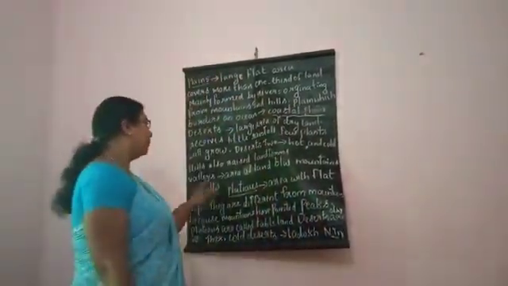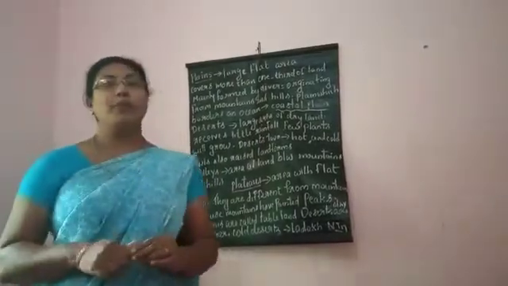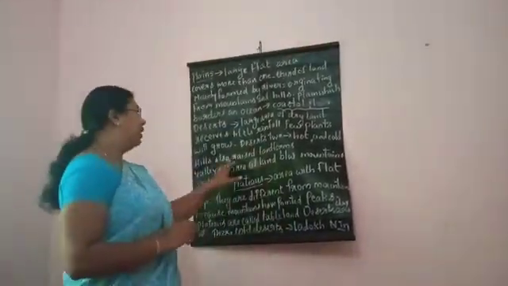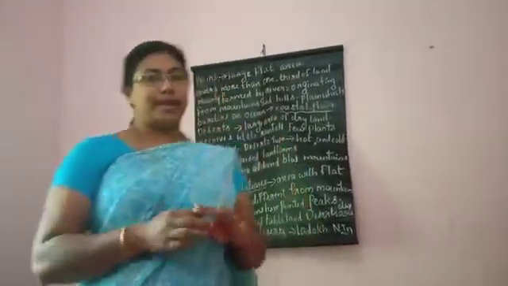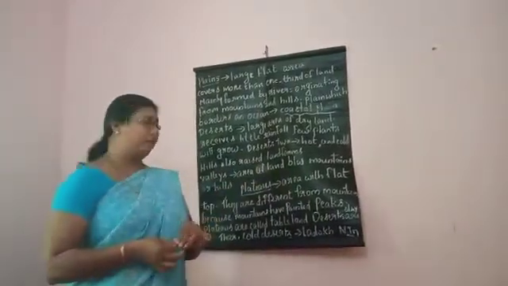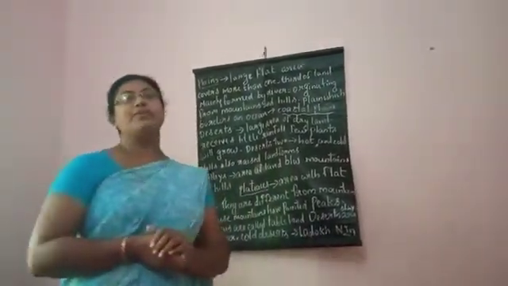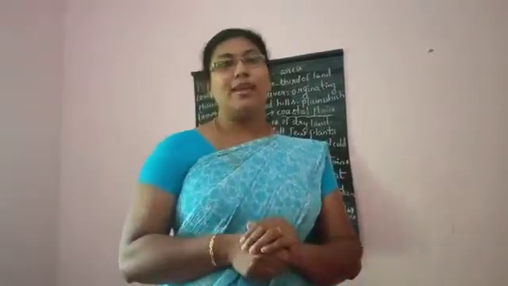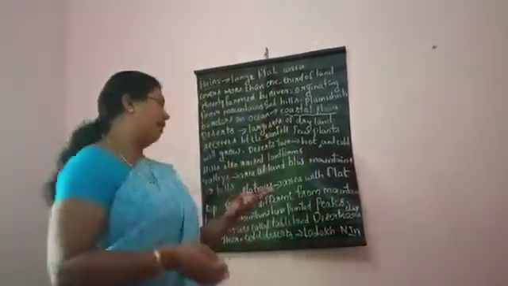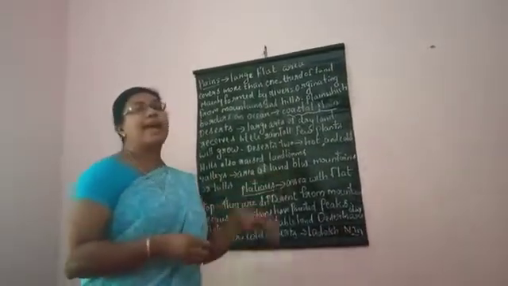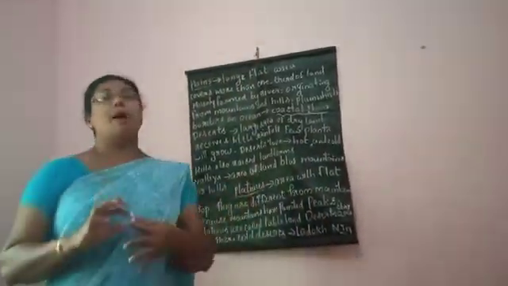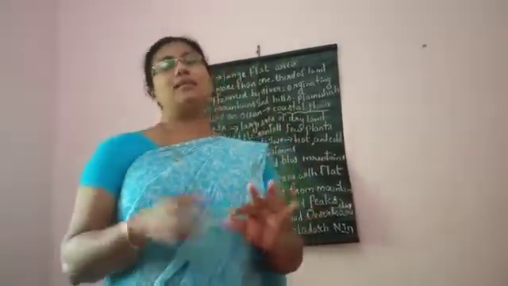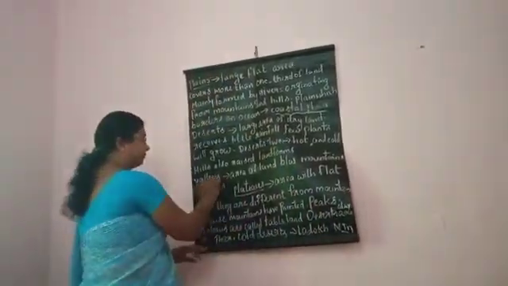Then we are moving with hills. So listen carefully. Hills are also raised landforms. Then next we are going to deal with valleys. V-A-L-L-E-Y-S. Valleys. That is, an area of land between mountains or hills is known as a valley.